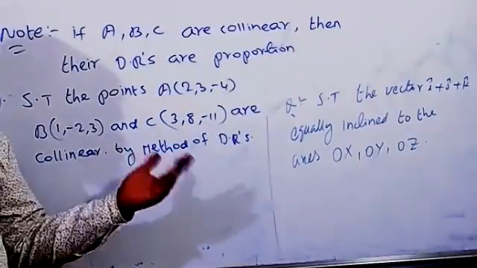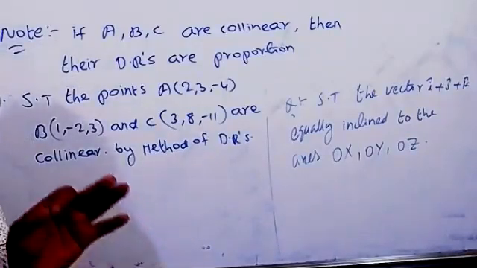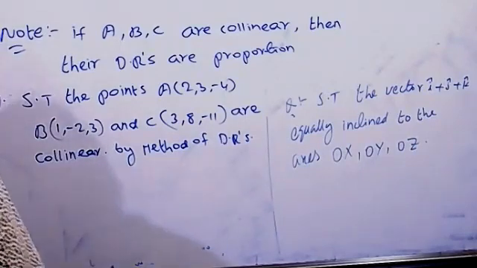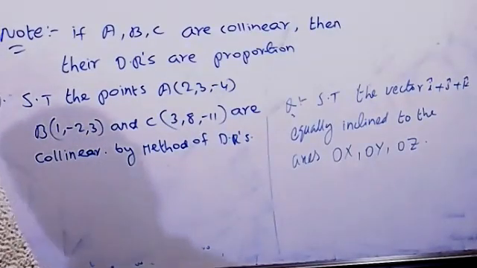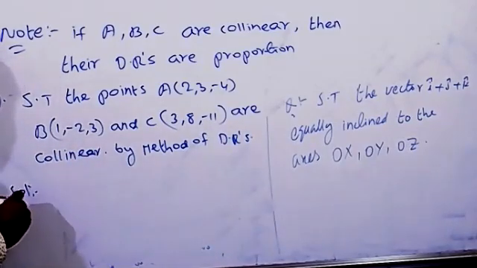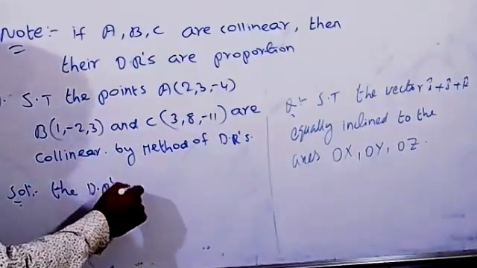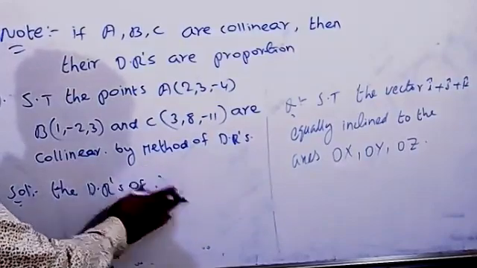We know very well how to find the direction ratios: x2 minus x1, y2 minus y1, and z2 minus z1. These three we call the direction ratios. First you can take AB, then BC, then AC, and later you can verify it. So first, find the direction ratios of AB.